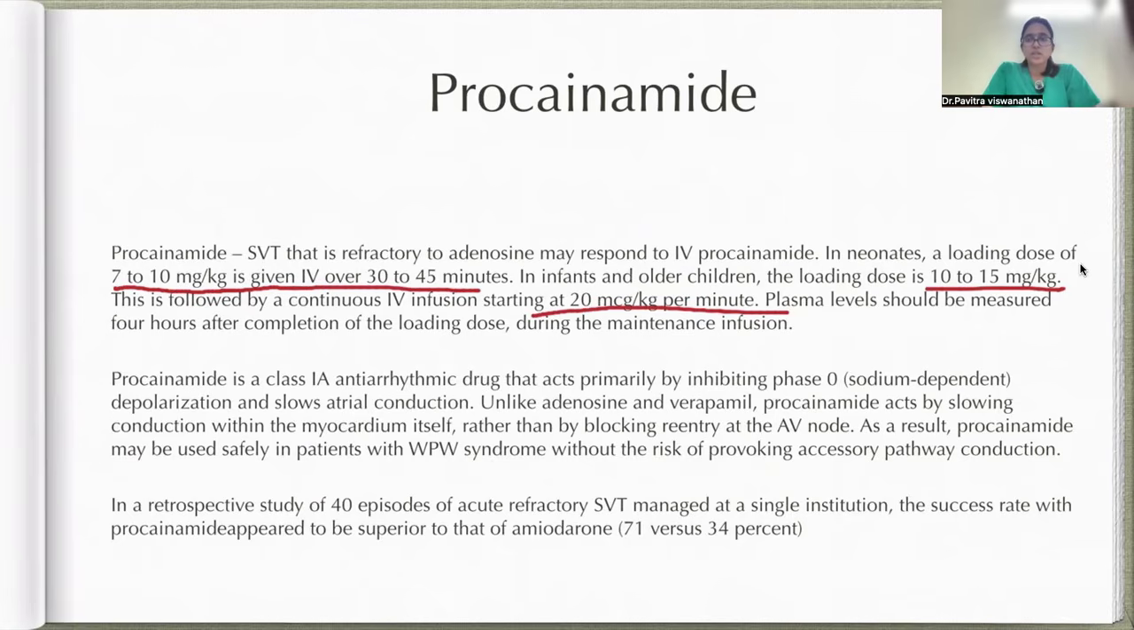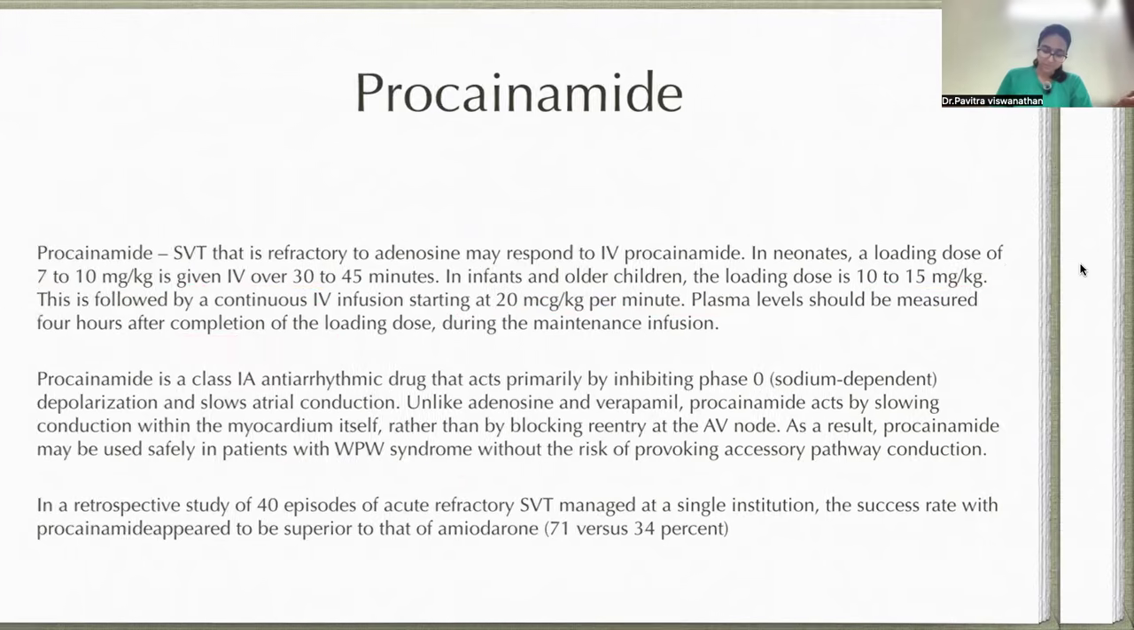Remember, whatever medication you're giving as a bolus, unless the patient has responded to a bolus, there's no point in starting an infusion at all. If the patient has not responded to the bolus, why will the patient respond to this small dose of infusion that you are giving? So with procainamide, you need to ensure you are measuring plasma levels when you are completing your loading dose to ensure it is in the therapeutic range. Procainamide can be used safely in patients with WPW syndrome. So it's not a problem. It slows the conduction within the myocardium rather than blocking your AV node per se. So it's a pretty safe drug to use.